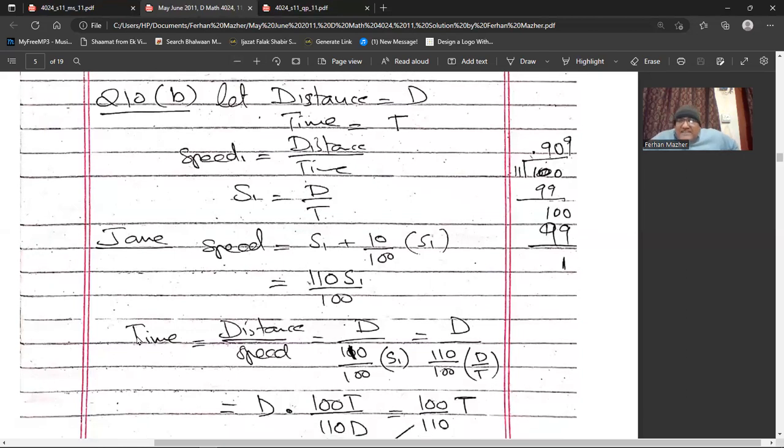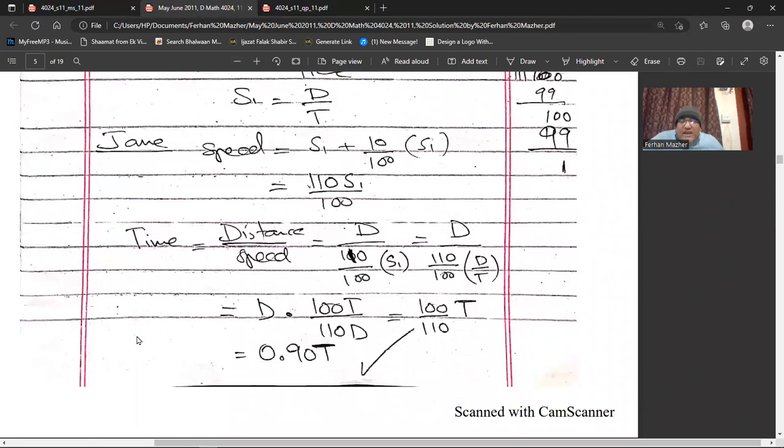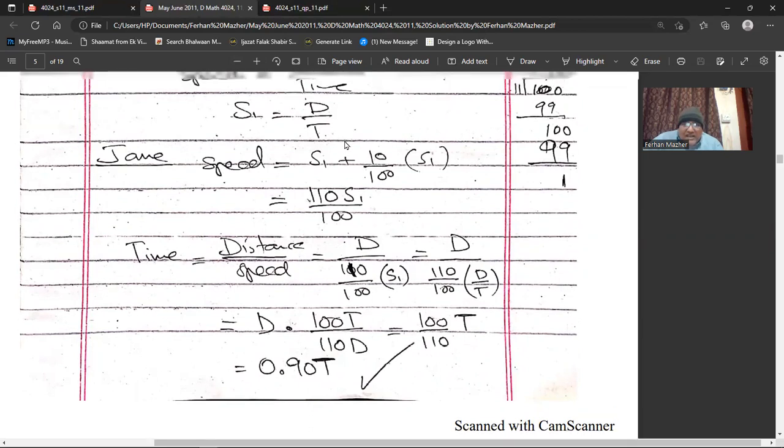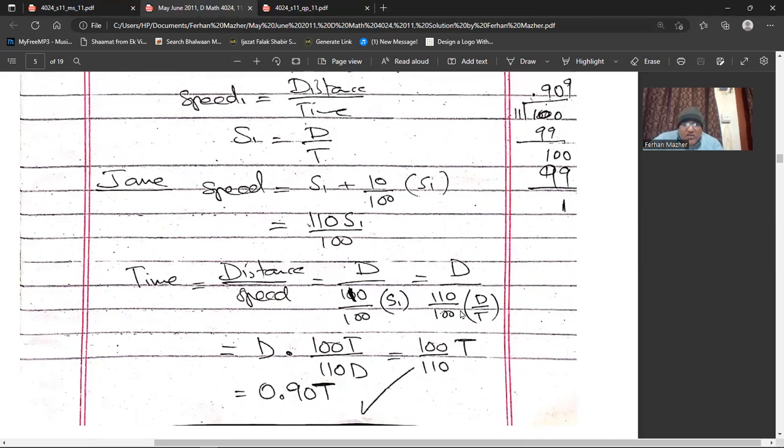Now the distance is still the same, so the time taken by Jane to cover that distance will be d divided by her speed, that is 110 S1 by 100. So when you write this upstairs, in the place of S1, I can write d by t. So when you write it upstairs, this whole thing will reciprocate. So it will become d into 100t by 110d. dd will be cancelled. So 100 divided by 110.